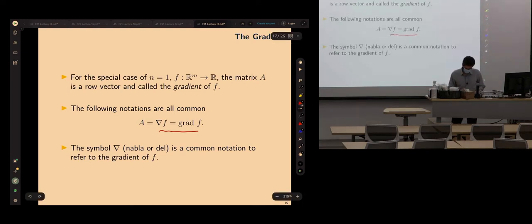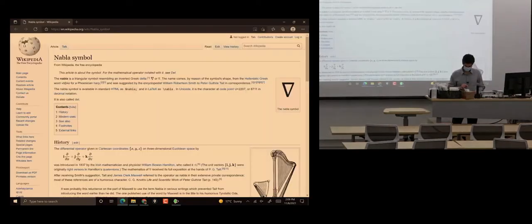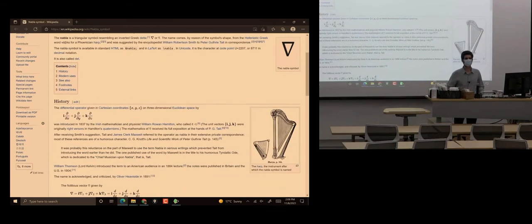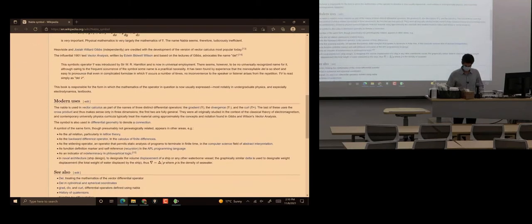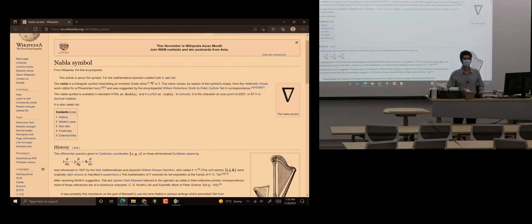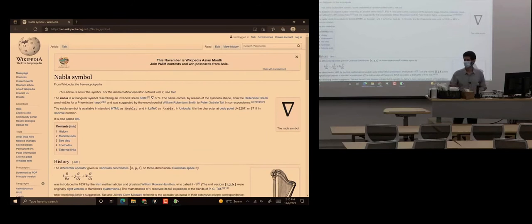You can click on, let's see, I think I put a hyperlink. You can read about the symbol nabla on Wikipedia. Apparently it's coming from an instrument. And you read some history. People were ashamed of using it in formal writing. I don't know why, but it is a very cool symbol and we like it.